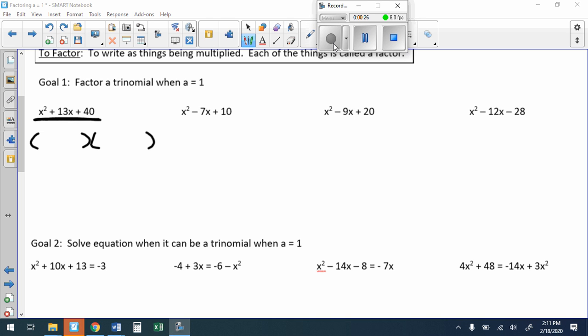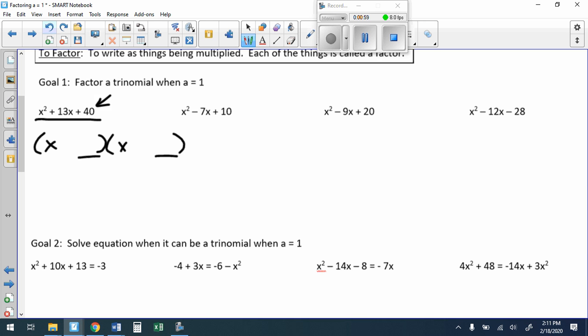So for example, this first term is x squared. Well, when we're multiplying two things together, it's these first two spots that multiply to become the first term. So in this case, in order to get an x squared, I would have to have x times x. So the first term in each of these binomials is x. Now, the last number comes from multiplying the last two numbers together. So in this case, I need two things that multiply to 40.